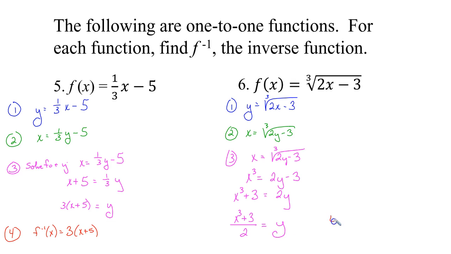And so then the fourth step, that cosmetic step, we replace this y with an f inverse, just like to write it on the left-hand side. And then my function, my inverse function, is x cubed plus 3 all over 2. And that's it. That's all there is to finding an inverse function. We're going to do a couple more of these. A couple of them are a little bit more challenging, but not too bad.